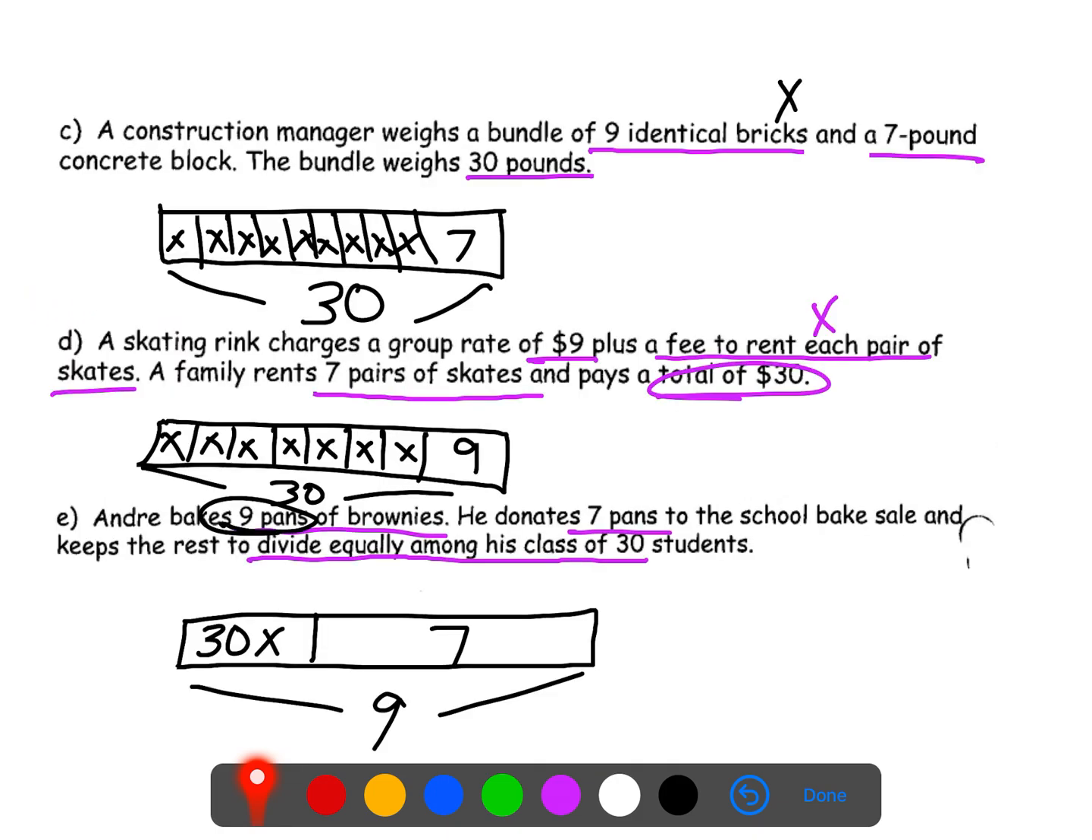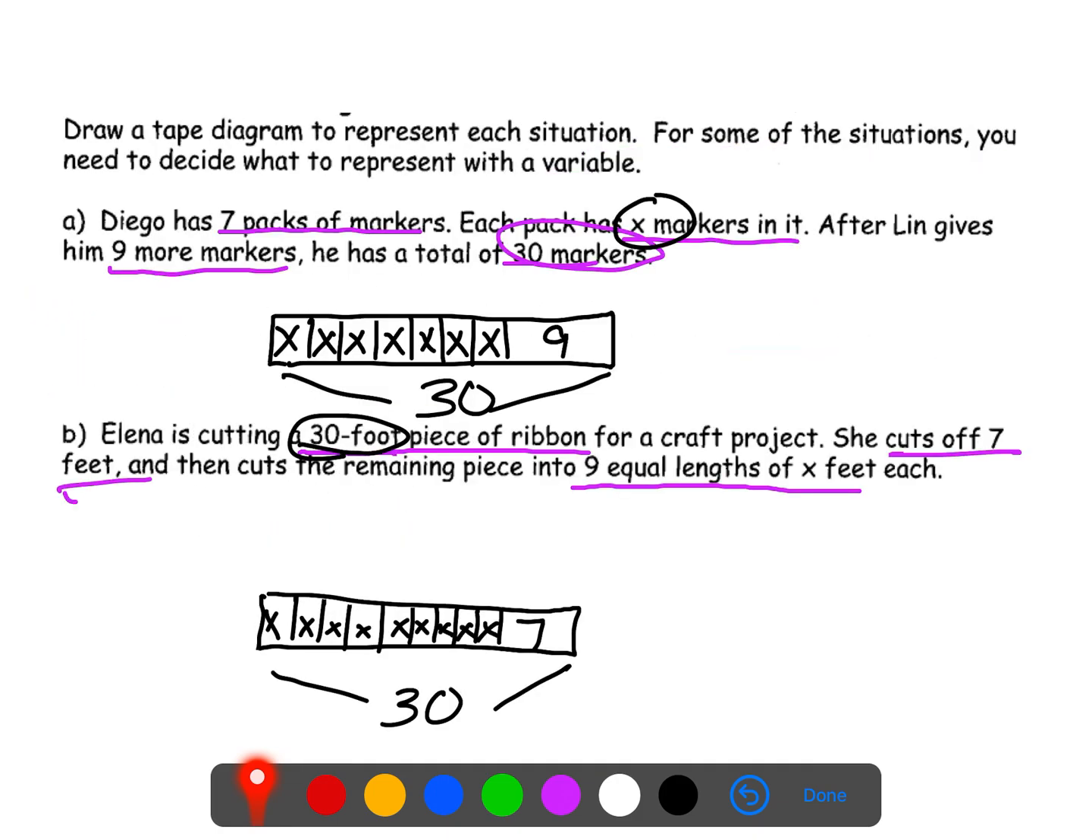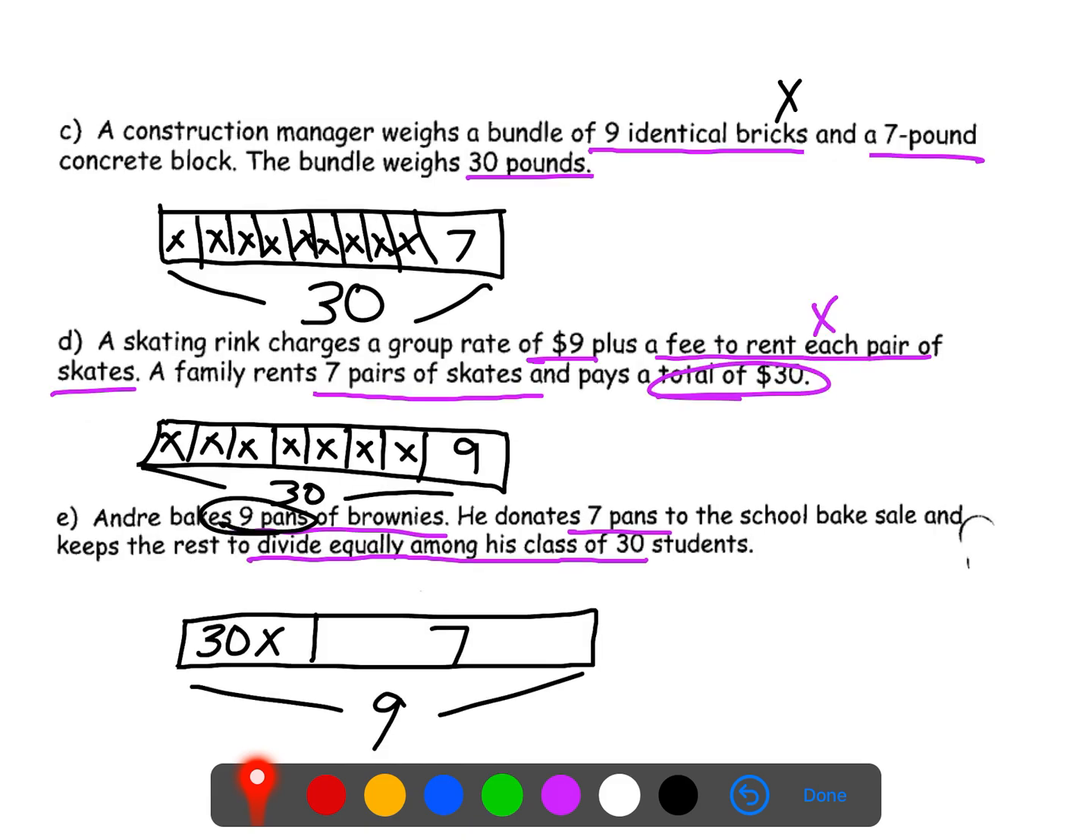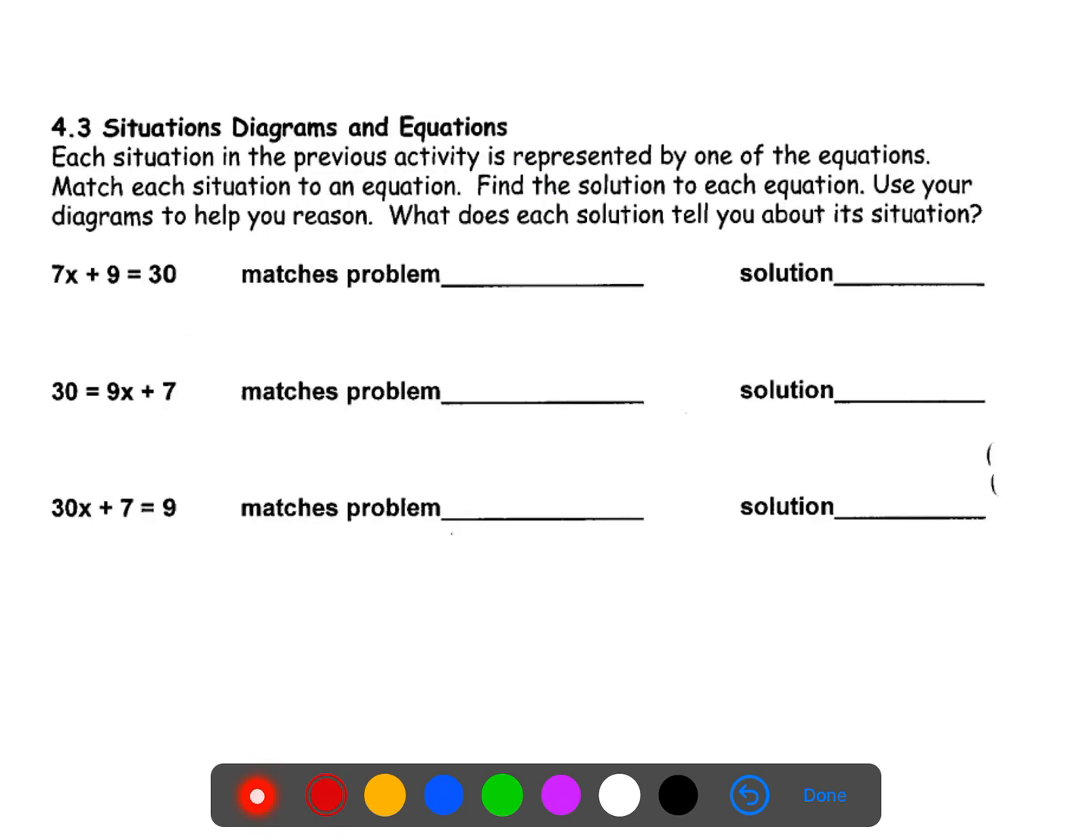7x + 9. So if we go back to A, we're looking for a diagram that has a value of 30, and most of them did. 7x + 9, we have 7 x's and 9, so A is definitely a match for that. This one has too many x's, but the other one that matched was D. So what we'd write here is A and D, and we need to find the solution.